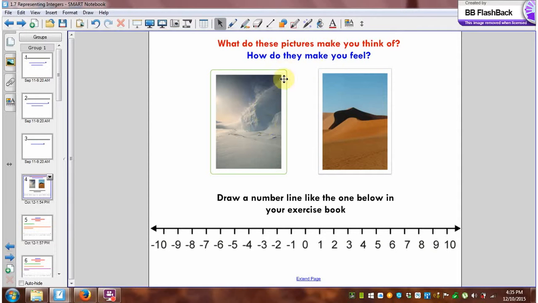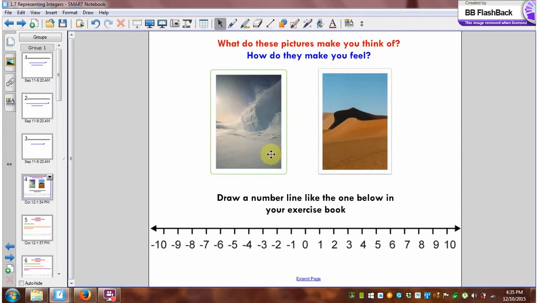So we've got two pictures here. And I have to ask you, what do these pictures make you think of? Just answer that to yourself now. What do these pictures make you think of? How do they make you feel?